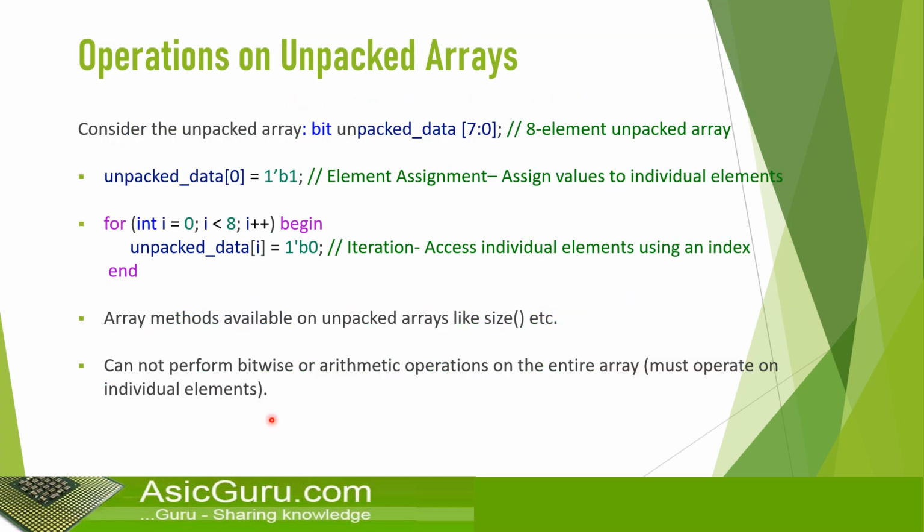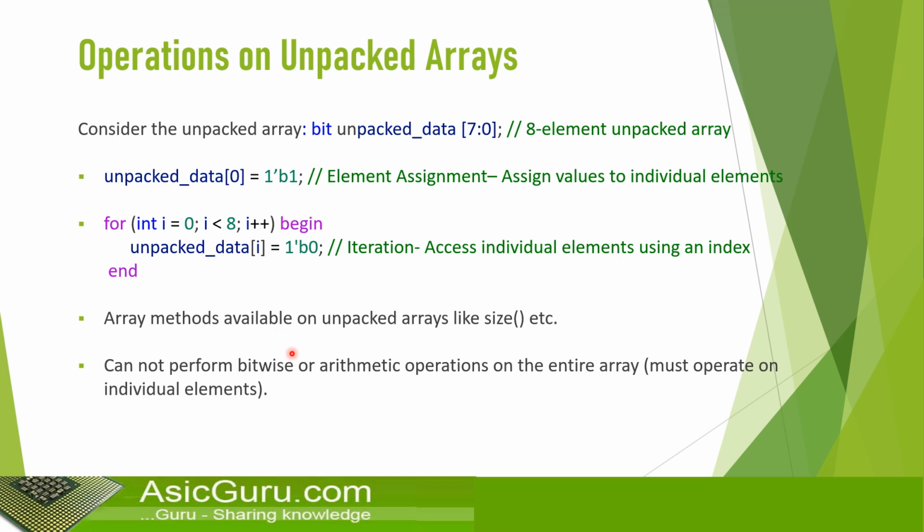Now let's discuss operations on unpacked arrays in SystemVerilog, where each element is treated as a separate entity. Consider this example. First, we are doing element assignment. Here we are assigning values to individual elements. In this case, we are setting the first element to value 1. Next, we are doing the iteration. A for loop accesses and sets all elements to 0 using an index.